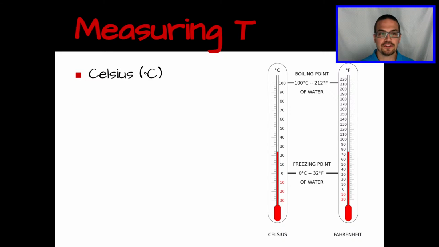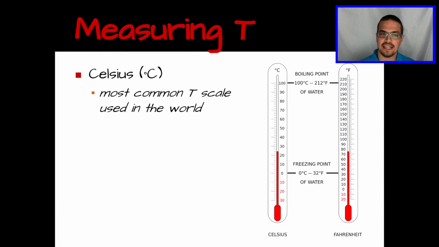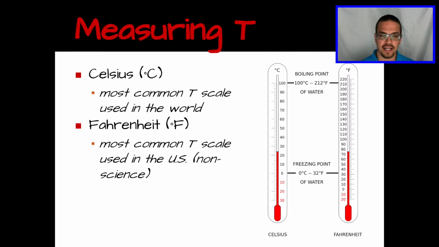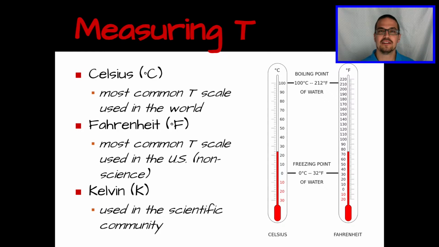How do we measure temperature? Well, there's three basic units that the world uses. One is Celsius, and that's the most common that's used in the world, except for the US basically, where in the United States we use Fahrenheit. And then what scientists use, however, is called Kelvin. It's got this capital K for the symbol.